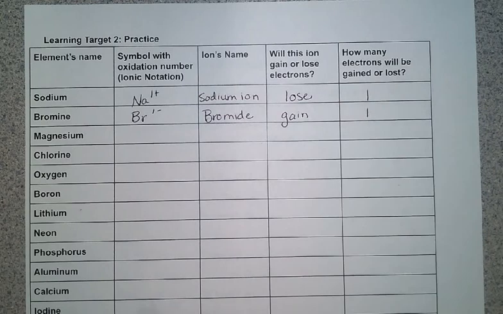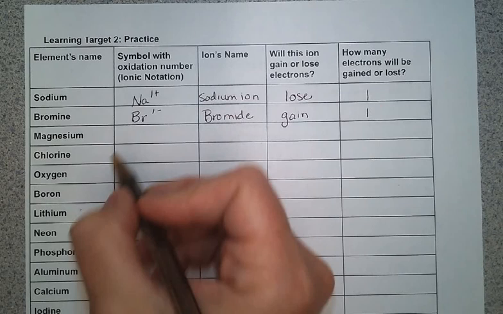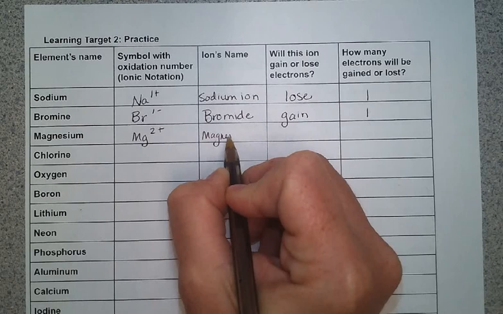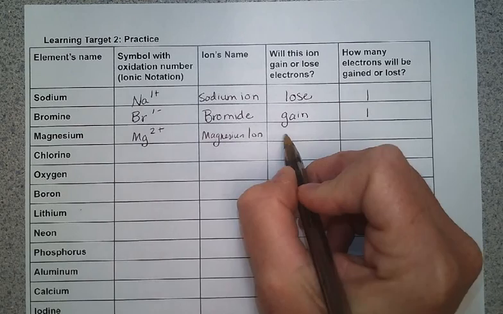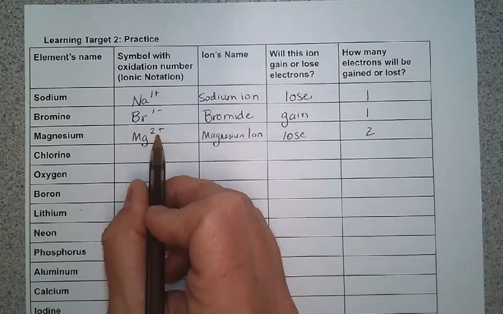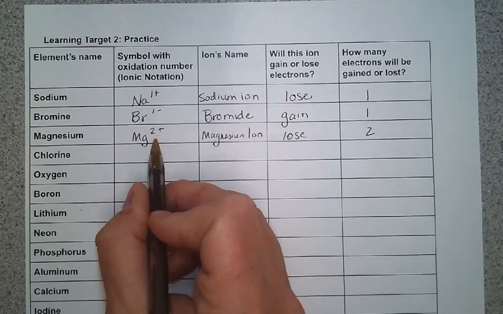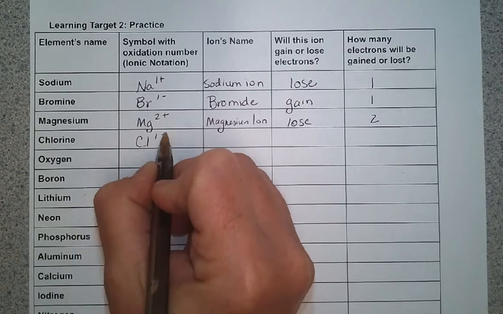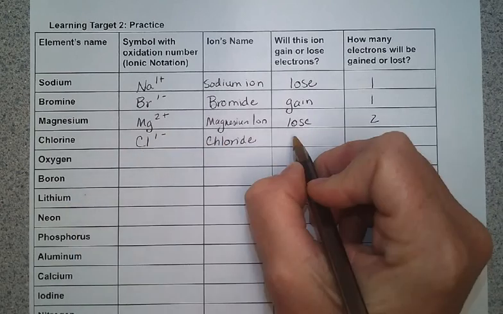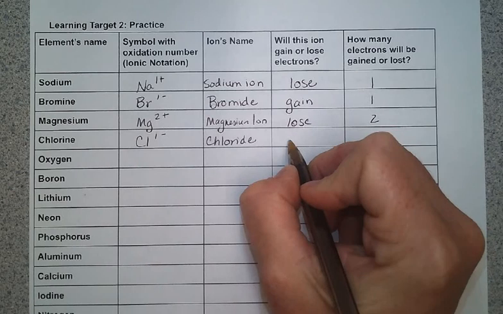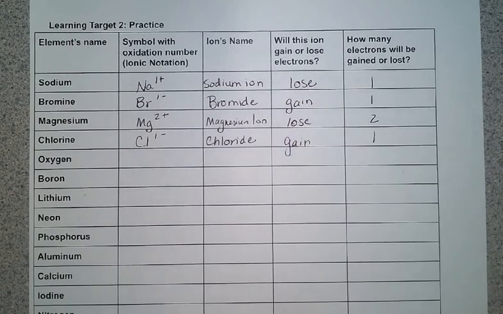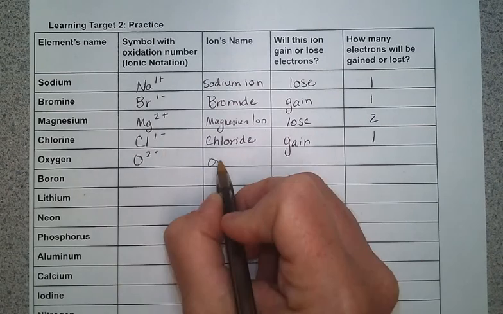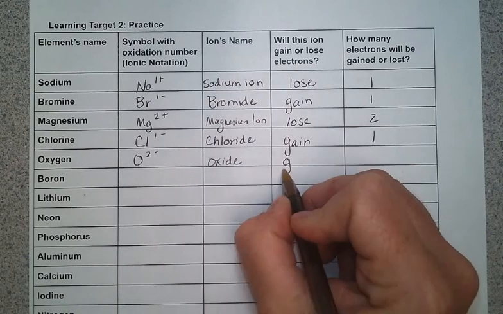Magnesium is Mg, it's a 2 plus, and this would be a magnesium ion. It's going to lose 2 electrons. That's what gives us the +2 charge. Chlorine, Cl, 1 minus. That is going to be chloride, and it is going to gain, because it's a -1. Oxygen is a -2, so it's going to become oxide. It is going to gain 2 electrons.